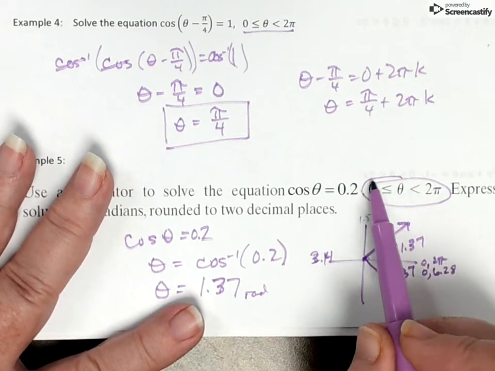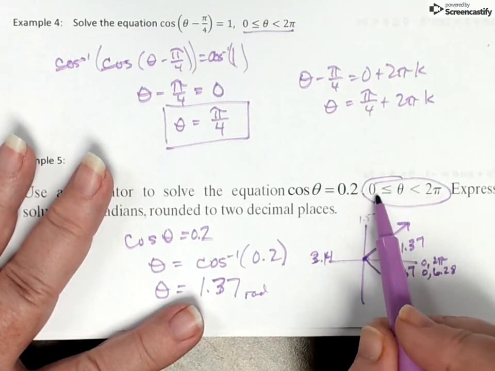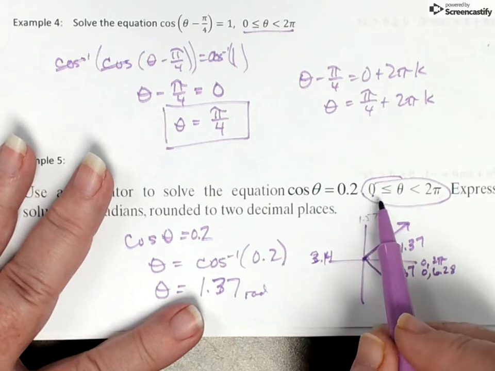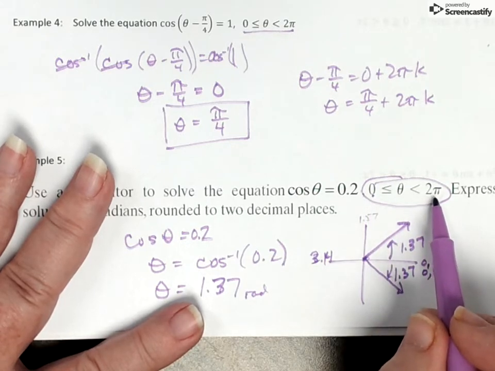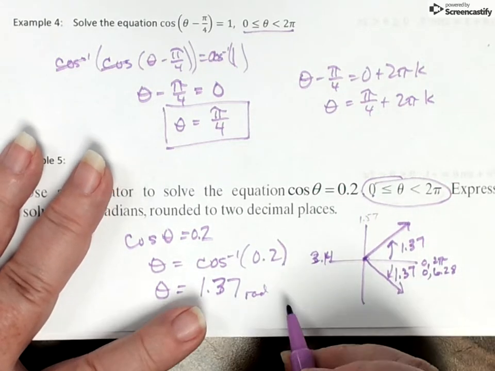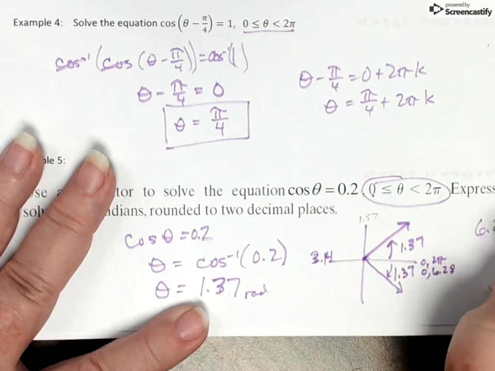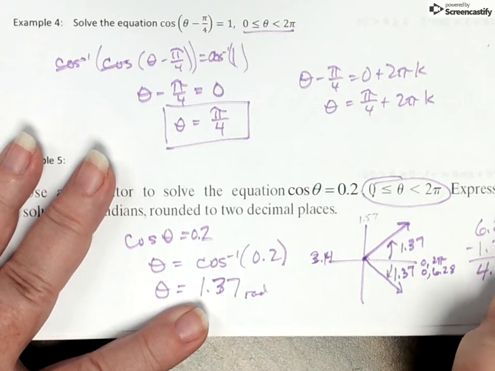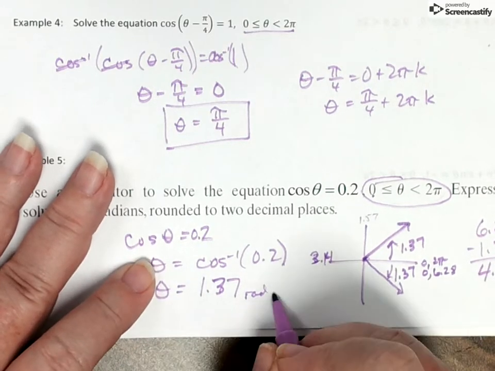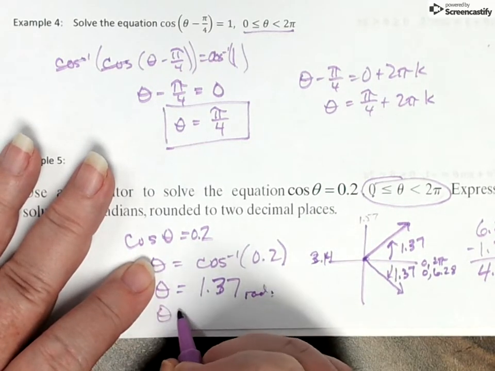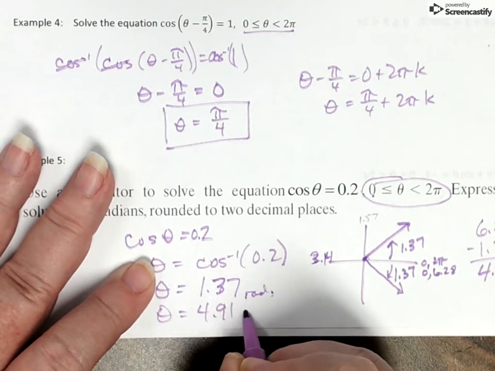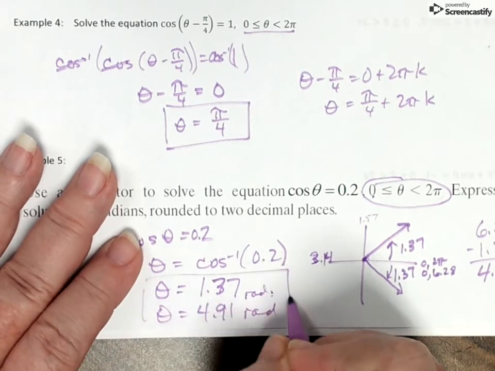Well, for that, we're going to go look at our domain right here. And the domain says that the smallest value is 0, and the largest is 6.28. So we're going to subtract 6.28 minus our 1.37, and that will give us 4.91 radians. So the other answer is theta is equal to 4.91 radians.